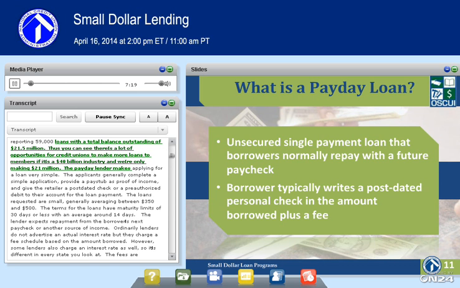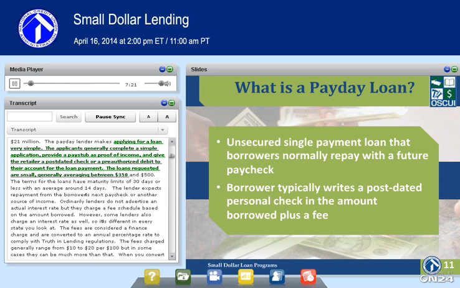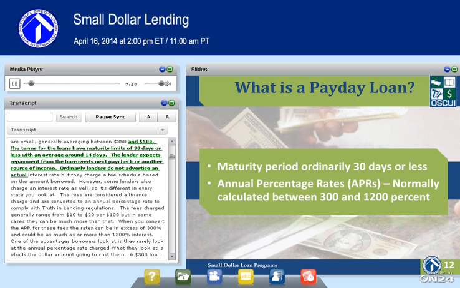The payday lender makes applying for a loan very simple. The applicants generally complete a simple application, provide a pay stub as proof of income, and give the retailer a post-dated check or a pre-authorized debit to their account for the loan payment. The loans requested are small, generally averaging between $350 and $500. The terms for loans have maturity limits of 30 days or less, with an average around 14 days. The lender expects repayment from the borrower's next paycheck or another source of income.